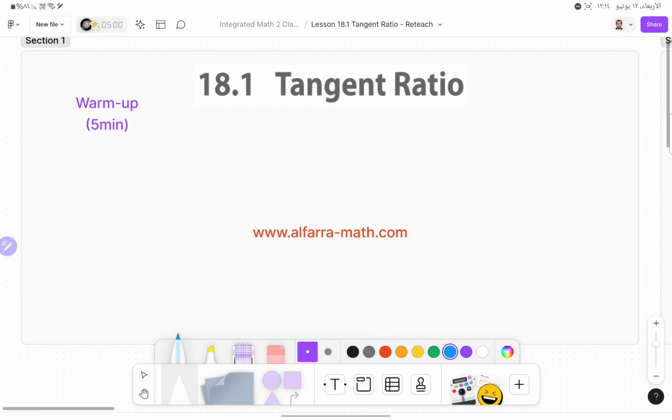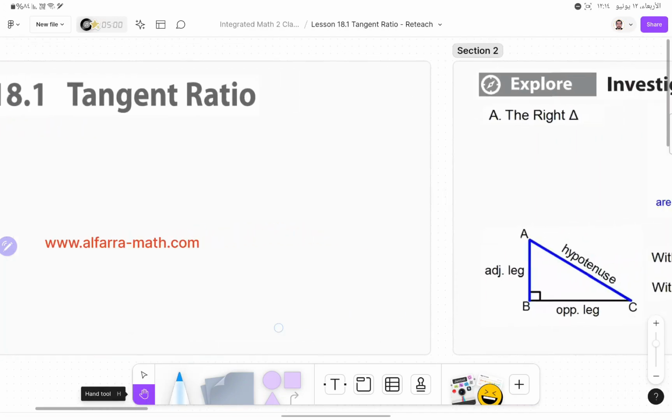This lesson, tangent ratio, is an easy lesson. It's one of the trigonometric ratios, which we know as tan. So we know the tan, we know the sine, we know the cosine. This tangent ratio is one of them. Now let's start the lessons.